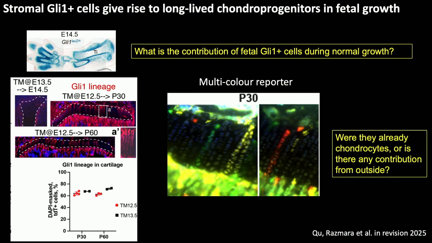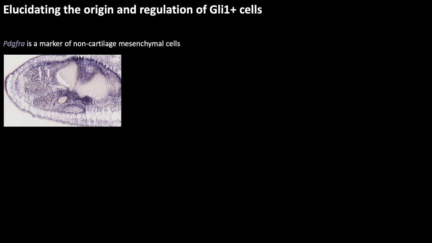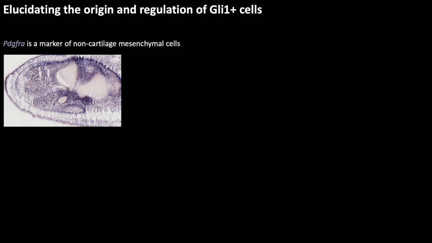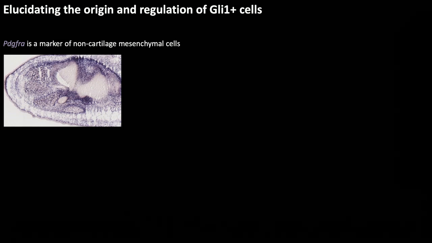And the question is, because Gli1 is expressed both inside and outside, whether these long-lived chondroprogenitors were already present in the fetal cartilage or were somewhere else. And I don't have time to show you all the evidence, but the evidence was pointing to the presence of at least part of these progenitors outside the cartilage. So we decided to turn to this marker, Pdgfra, receptor alpha, as a marker which is expressed basically in most of the limb mesenchyme, but not inside the cartilage.